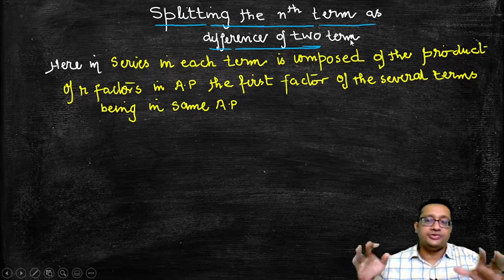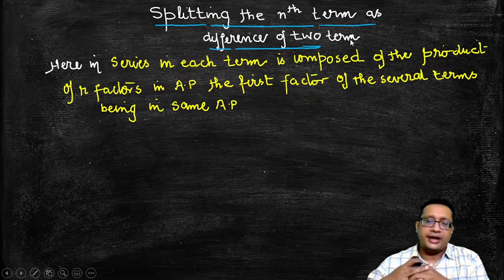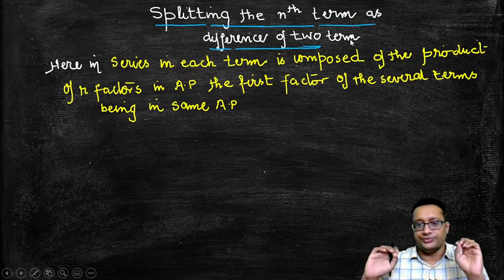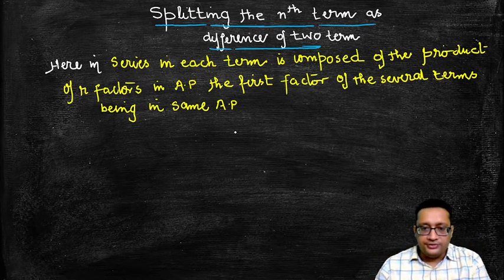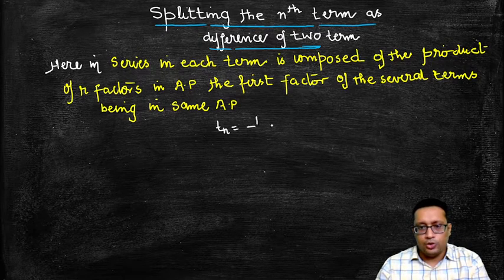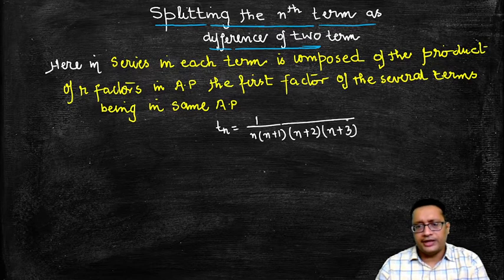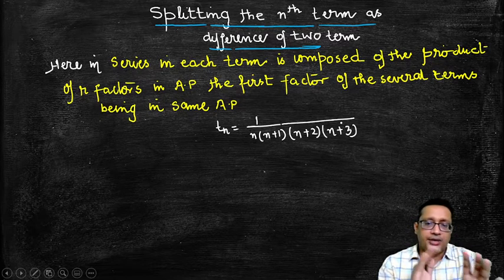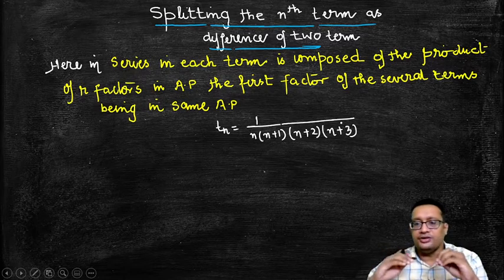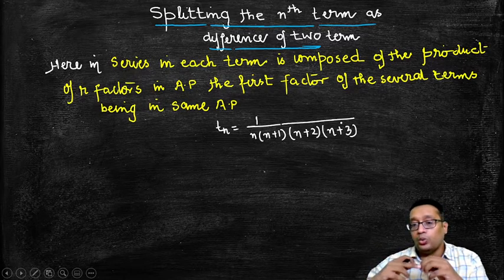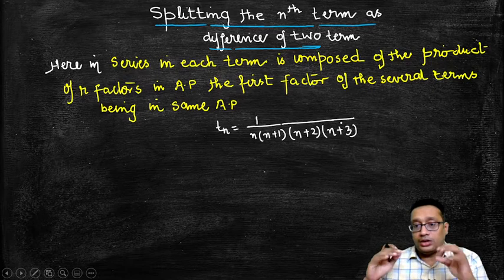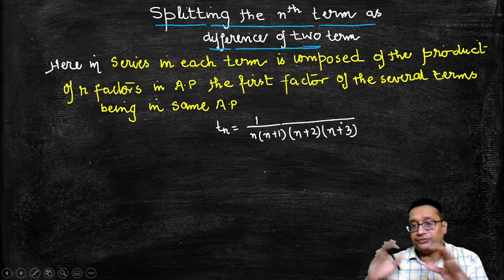Now we will solve the series whose nth term I can write as a difference of two terms. If you see the series, it will look like this. Tn is equal to 1 upon n(n+1)(n+2)(n+3). So before that, I should be able to write the nth term of the series as a difference of two terms.